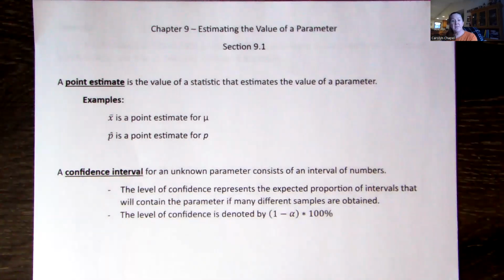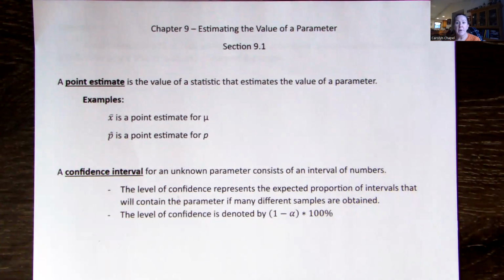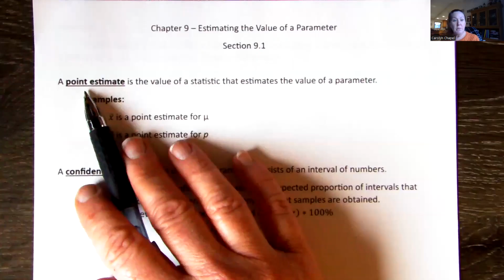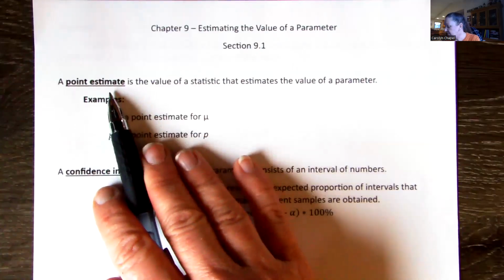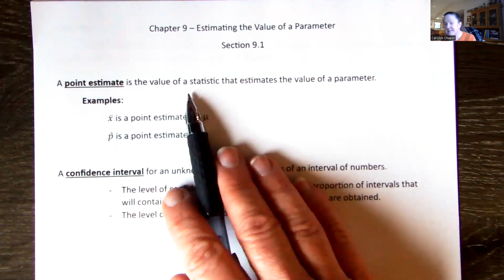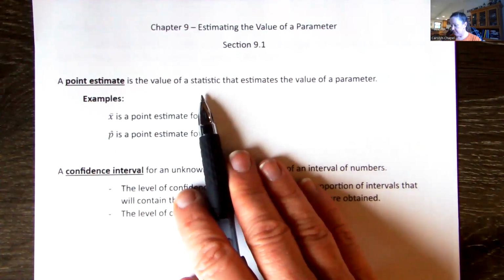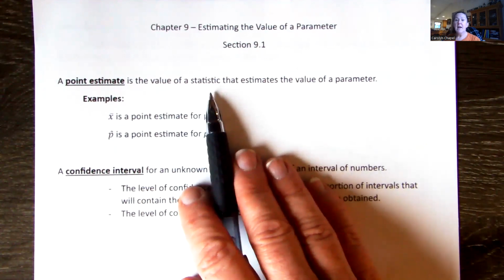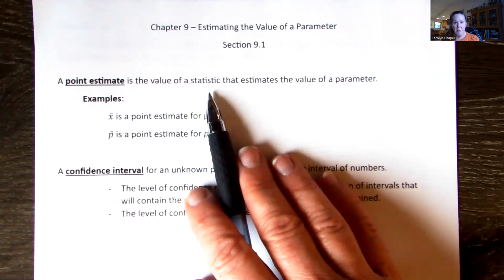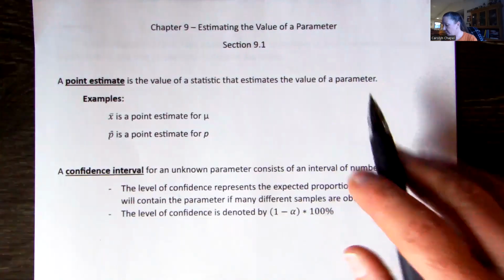So first of all, the first term that we see up here, we are in chapter 9, and we're going to be estimating the value of a parameter. Now, remembering parameter means a measurement taken on the entire population. Most of the time, we do not have access to the entire population. So what we will do is we'll use a point estimate, which is going to be a value of a statistic. Now, remembering a statistic is a measurement that's done on a sample, and we're going to use that value then to estimate the value of our parameter.